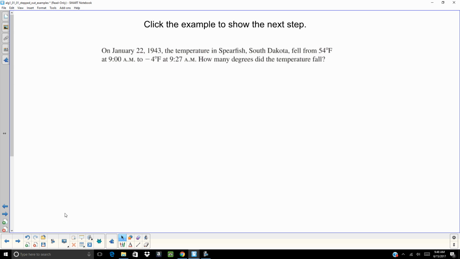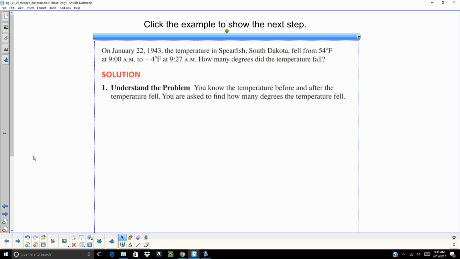All right, let's go ahead and do another problem. January 22nd, 1943, the temperature in Spearfish, South Dakota fell from 54 degrees Fahrenheit at 9 a.m. to -4 degrees Fahrenheit at 9:27. How many degrees did the temperature fall? So, kind of figure out what's going on. At 9, it was 54. At 9:27, it was -4. All I'm picturing right now is that's a really big drop over a short amount of time.